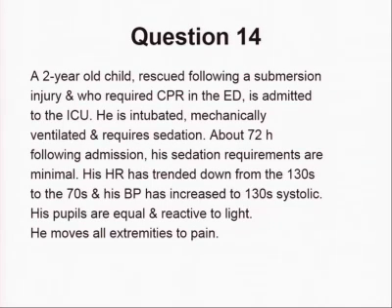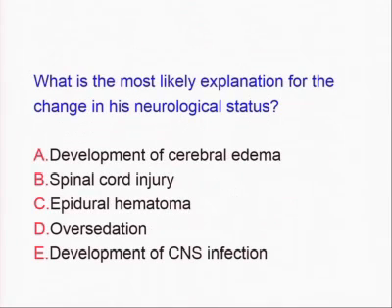A 2-year-old child rescued following a submersion injury and who required CPR in the emergency department is admitted to the ICU. He is intubated, mechanically ventilated, and requires sedation. About 72 hours following admission, his sedation requirements are minimal. His heart rate has trended down from the 130s to the 70s, and his blood pressure has increased to 130 systolic. His pupils are equal and reactive to light. He moves all extremities to pain. What is the most likely explanation for the change in neurologic status? Development of cerebral edema, spinal cord injury, epidural hematoma, oversedation, development of CNS infection.